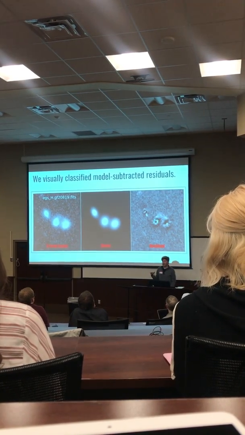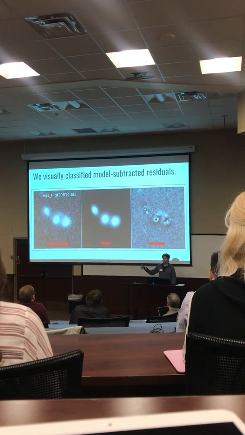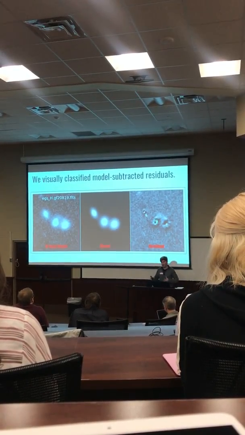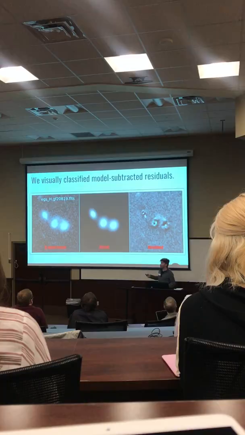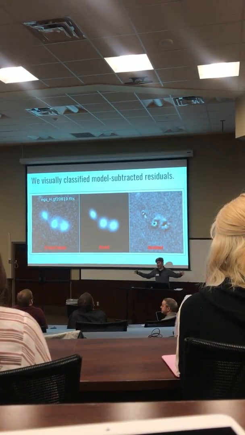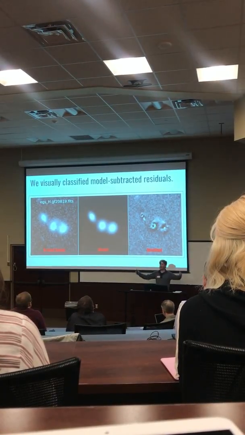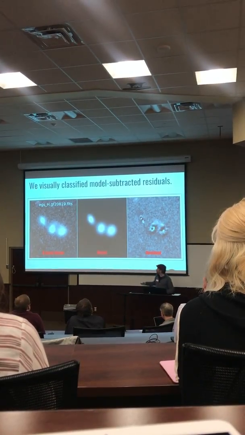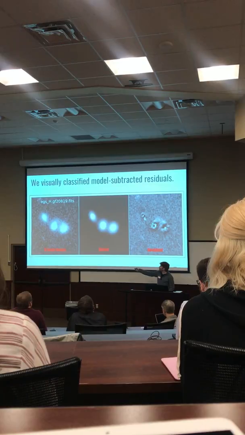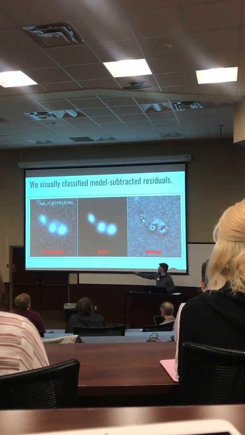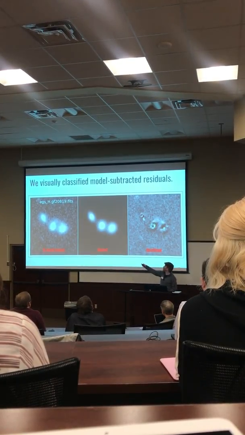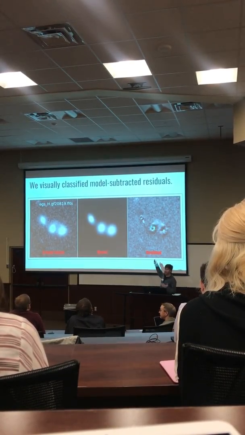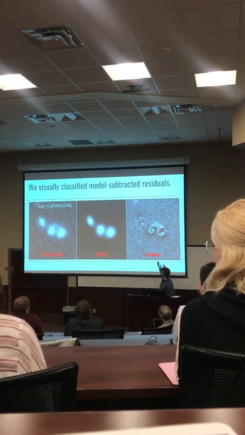We visually classified model subtracted residuals that, as Dan pointed out, were provided to us by a researcher named Arjen van der Wel and his collaboration team. What they did was take the entire sample of 50,000 CANDELS galaxies, extract all of the sources in them, and then run all of those sources through a program called GALFIT. So right here we have the H-band image that would have been run through GALFIT. GALFIT would have created a model for these objects based on what sources it thought were there, and then subtracted that model from the original image, leaving a residual.